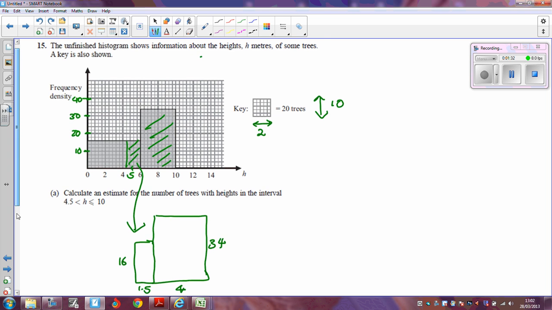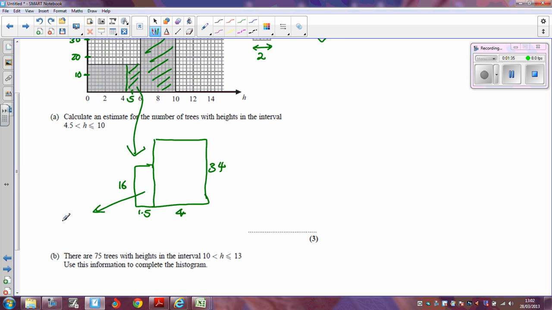So the area of each of those, so the first one, the area of this one, well that's 16 times 1.5, and 16 times 1.5 is 24. The area of this one, 4 times 34, well that's going to be 136. So the total area of the two together, 136 plus 24, is 160.